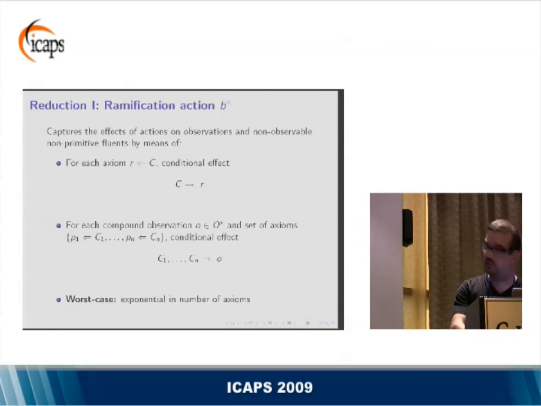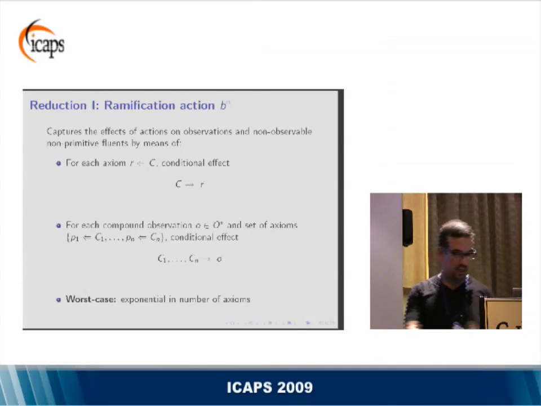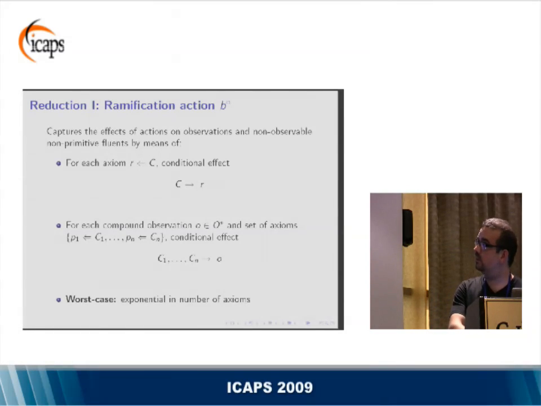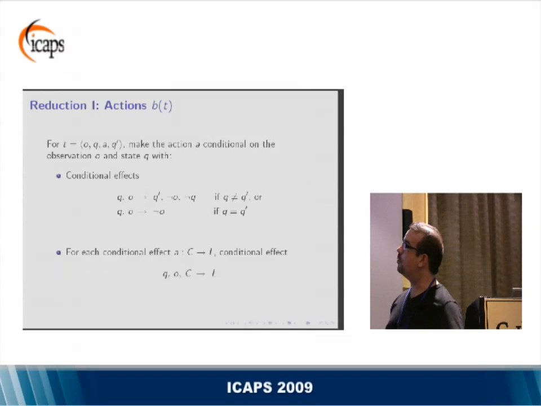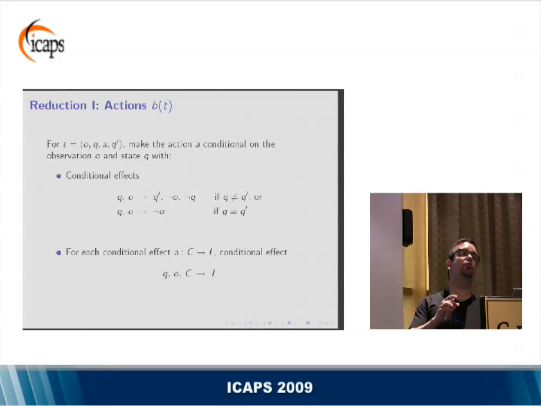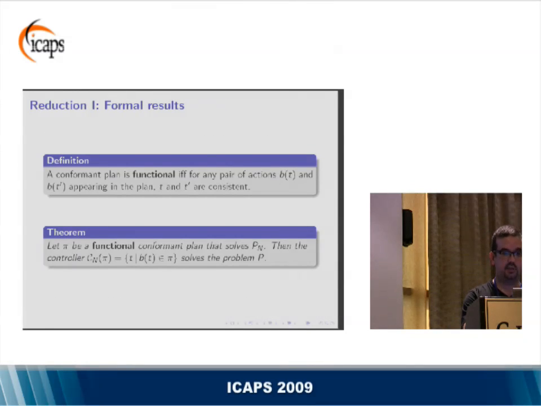But there is still something missing from this. There's still something else to do. The conformant planning problem is going to have this kind of actions and the ramification in the solution, right? If you find a conformant plan, it's going to have those actions. But we have to be sure that the actions are consistent between them. Namely, that the plan doesn't contain two BTs such that T and T prime are inconsistent.